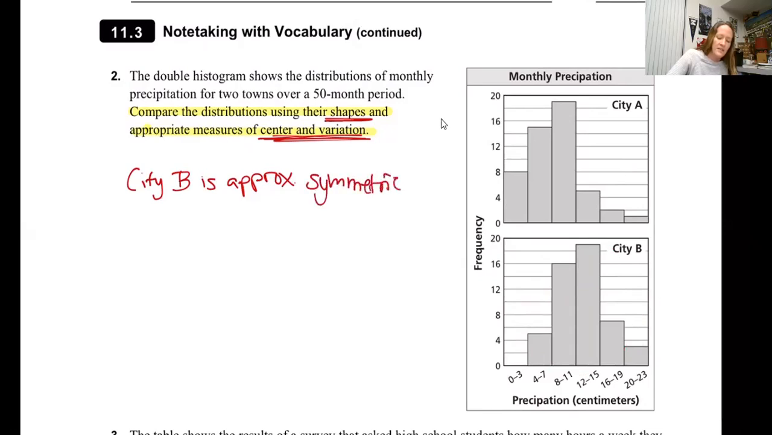So city A, if it's not symmetric, it would be skewed. And if it's skewed, what type of skew would it be? Think karate kick. If you're karate kicking out your leg and the majority of your body is moving the other direction, which way are you kicking? In this one, hopefully you realize you're kicking to the right, with the majority of the data being over here on the left. So that's going to be skewed right.